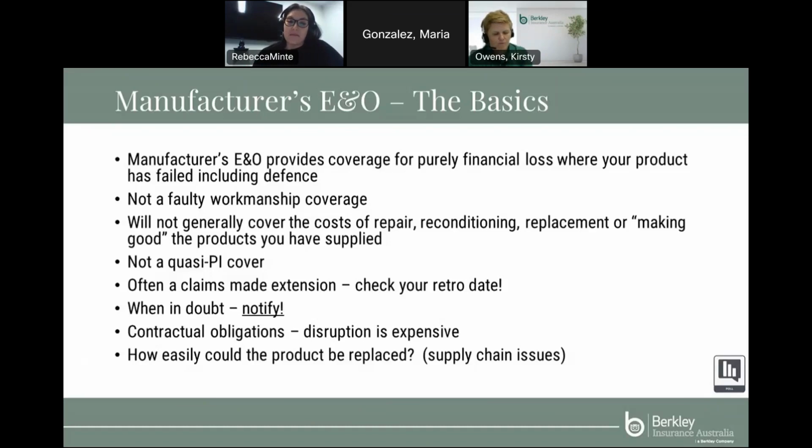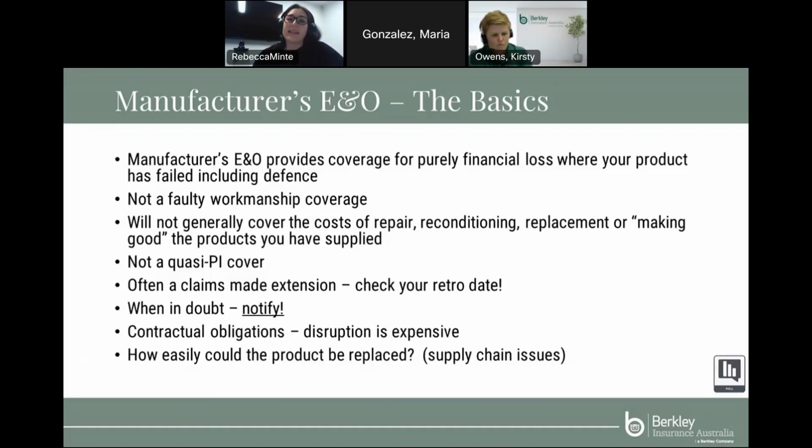I dealt with one just before the webinar where the broker is requesting a $1 million E&O coverage because the client has a contractual obligation to have PI in place. If your client has a contractual obligation for PI, unfortunately, manufacturer's E&O is not going to cut it. They will need a full-blown PI policy.